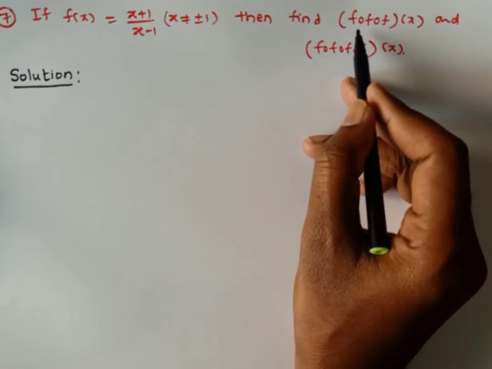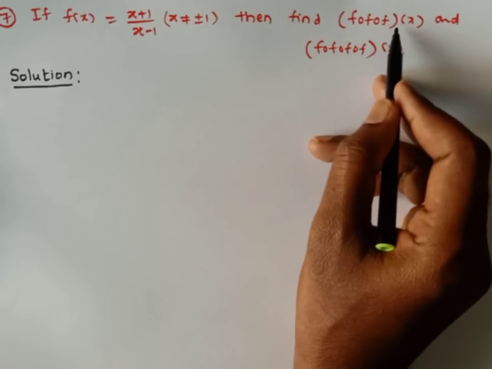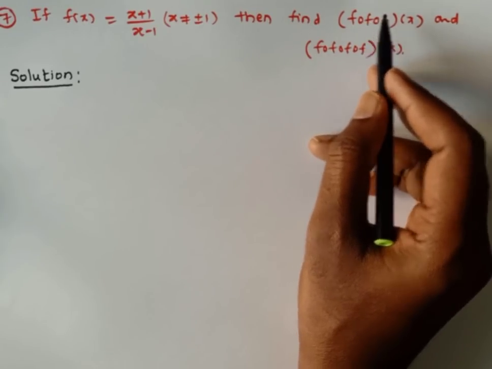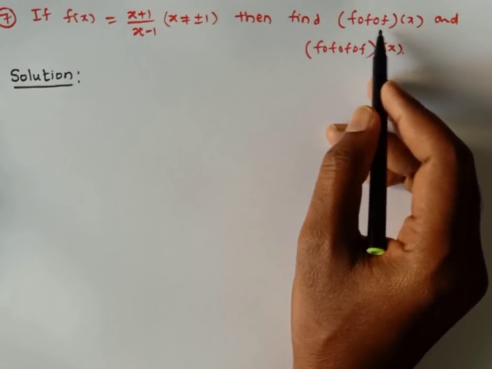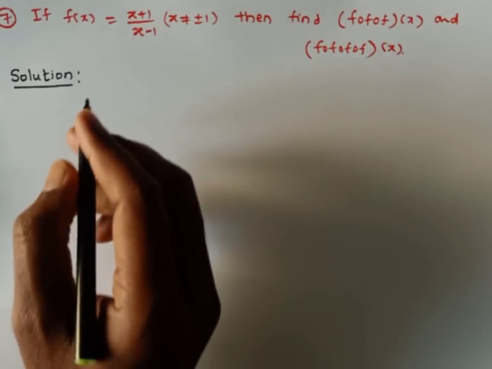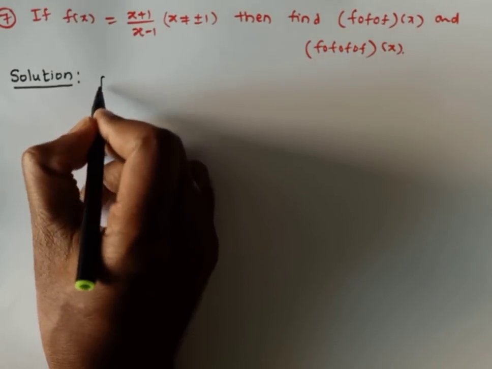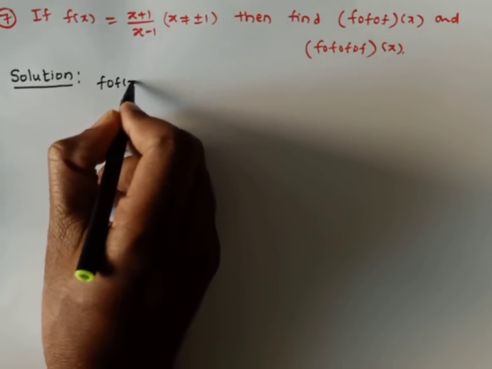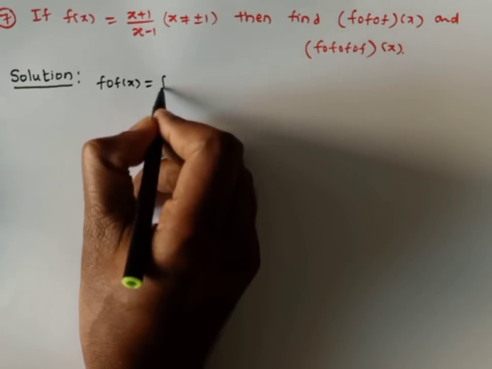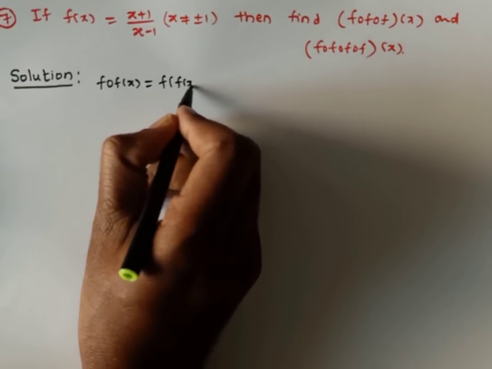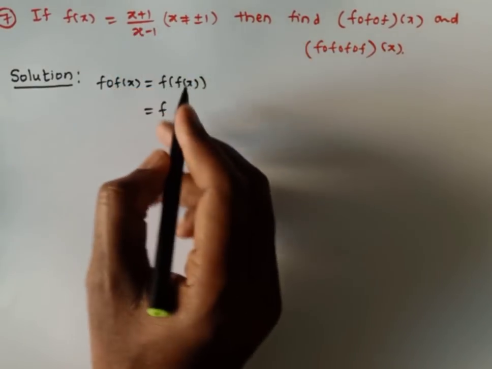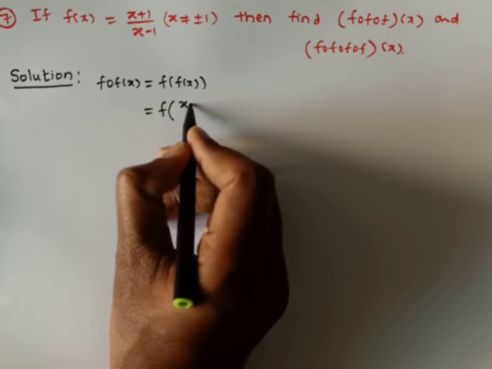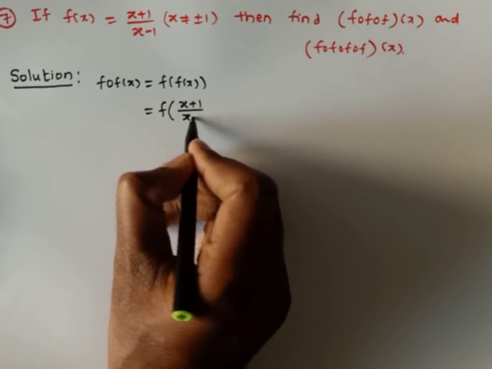Okay, so first to find this f circle f of x, we need f of x. Already f of x is given, and we need one more thing, that is f compose f. So first you need to find f compose f. It is f circle f of x, which means this is f of (f of x). Now f of x means (x plus 1) by (x minus 1), right? So this is (x plus 1) divided by (x minus 1).